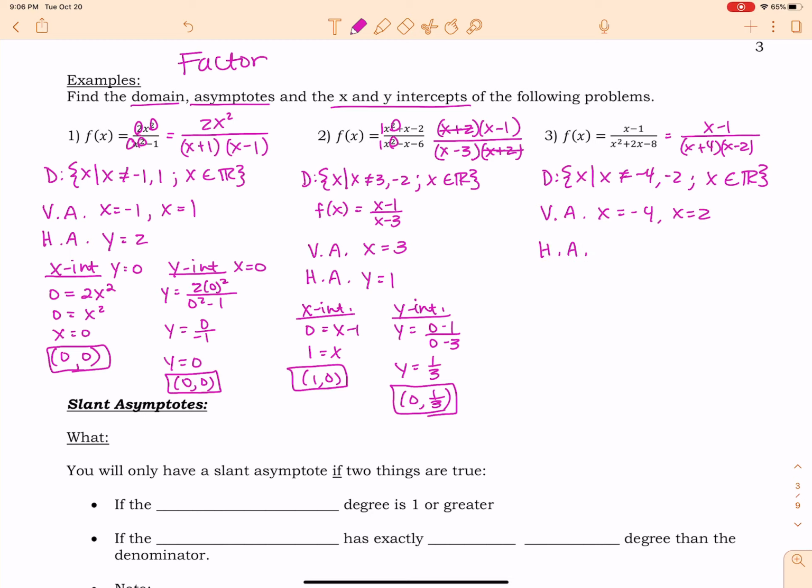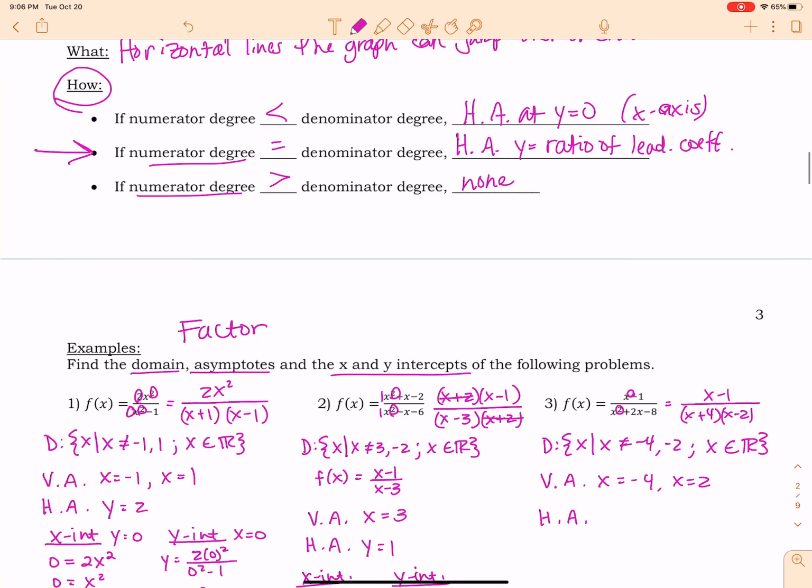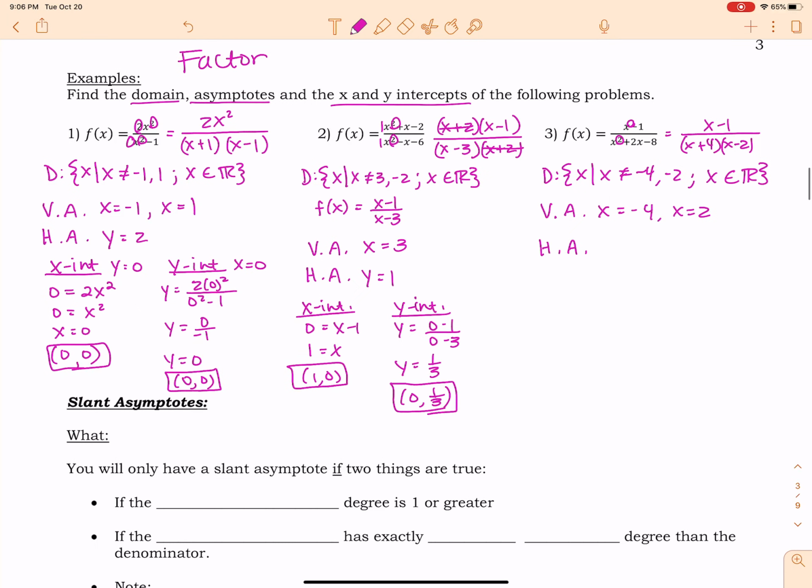The horizontal asymptote, we have to look at our degree. This time, the degree in the numerator is 1 and the degree in the denominator is 2. That means that I'm going to have to pay attention to this one right here. If the numerator degree is less than the denominator degree, I have a horizontal asymptote at y equals 0. Okay, my x-intercept, set the numerator equal to 0.